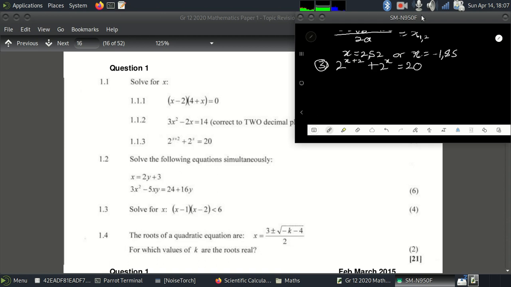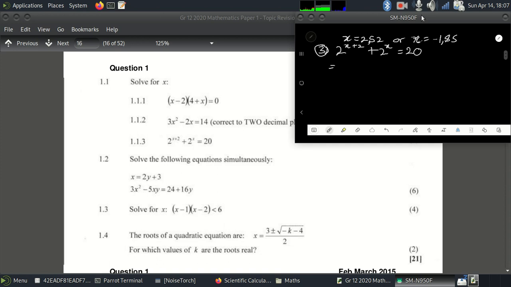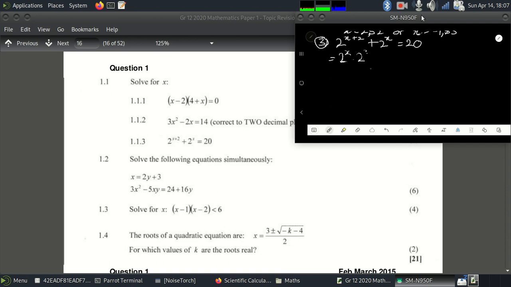So what we can attempt to do now is we can try to split this into reversed exponential laws. So the 2 to the x is actually 2 to the x, but this is multiplied by 2 squared. Because remember, the laws of exponents say if you multiply exponents with the same base, you add the exponents. That's pretty much what we have there, plus 2 to the x, and this is equal to 20.